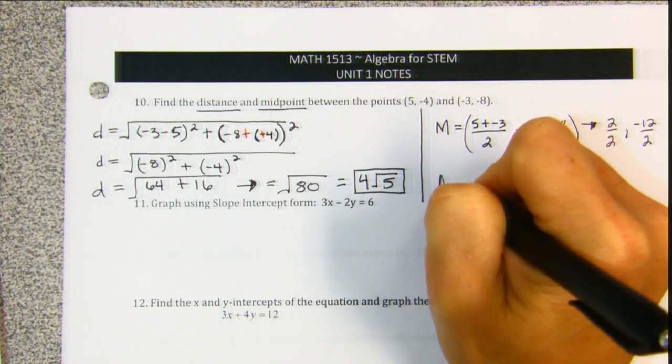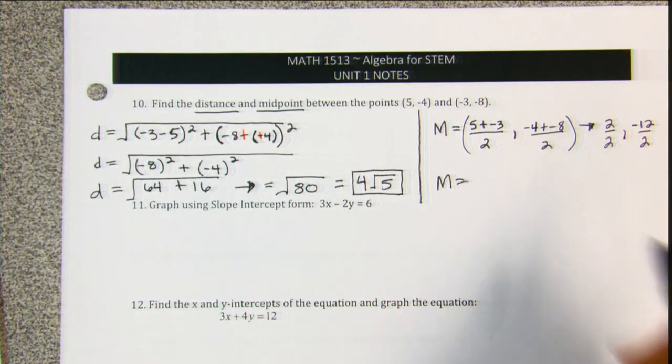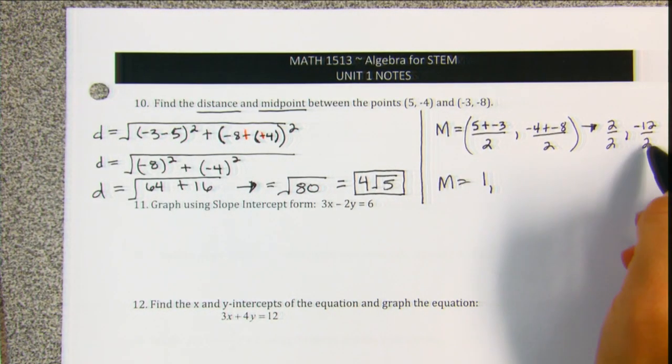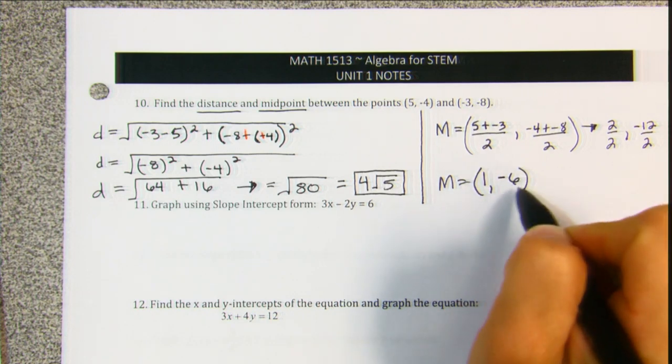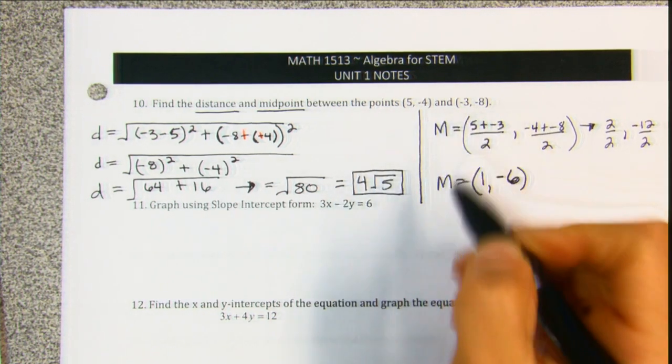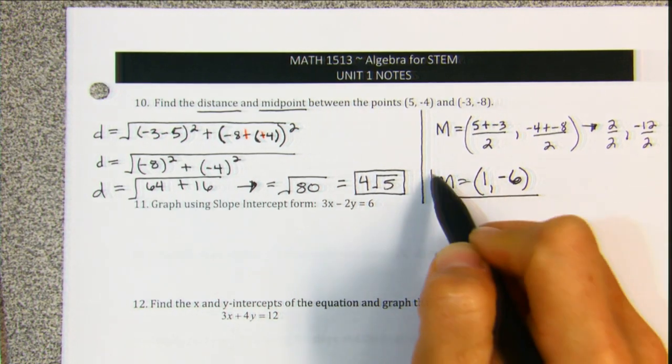So my midpoint, we need to simplify. 2 over 2 is 1. 2 goes into 12 6 times, so negative 6. So my midpoint between those two is 1, negative 6.